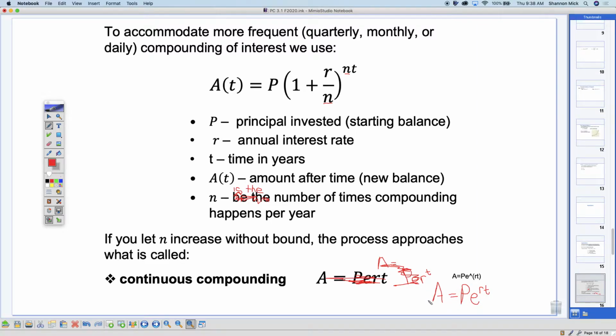Okay, so PERT is what we use when it's compounding continuously. Anytime it says continuously, you use PERT. Got it?